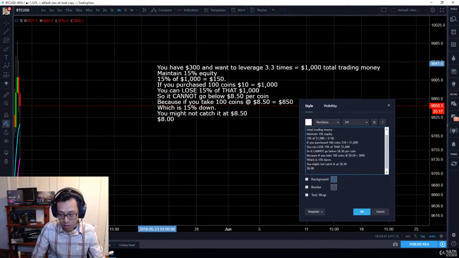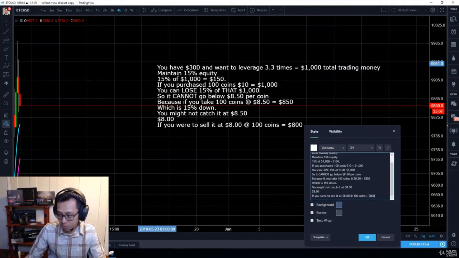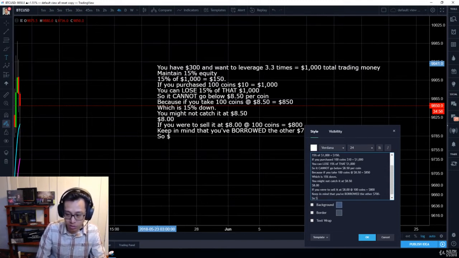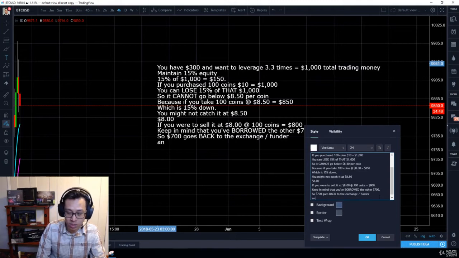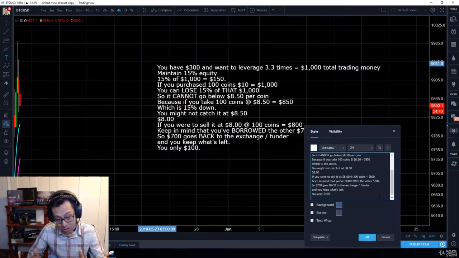So if you were to sell 100 coins at $8, that's equal to $800 left. But keep in mind that you've borrowed the other $700, so $700 goes back to the exchange, the funder, and you keep what's left. That means you only keep $100 of your money. That's kind of scary when you think about it.